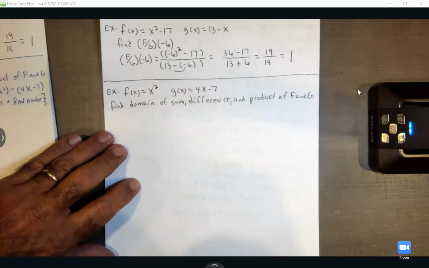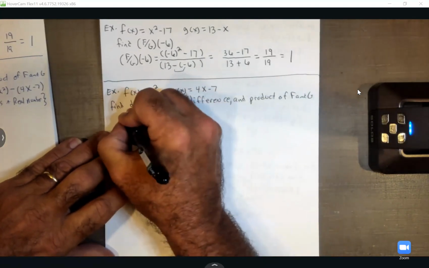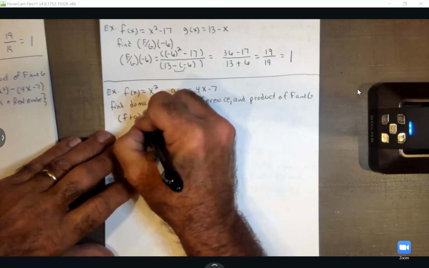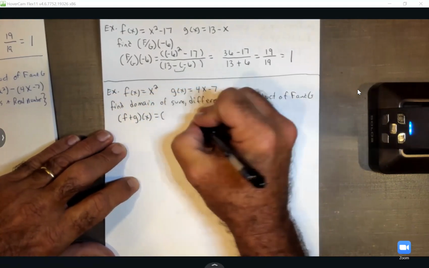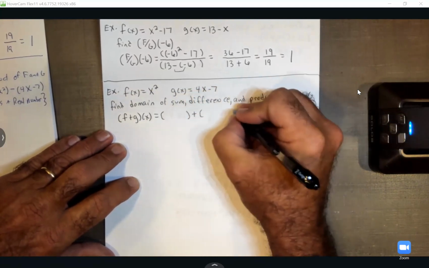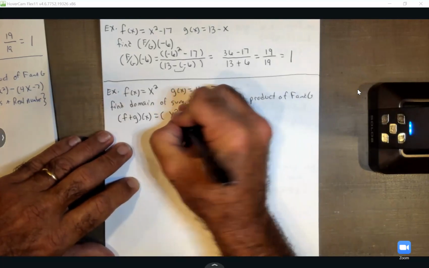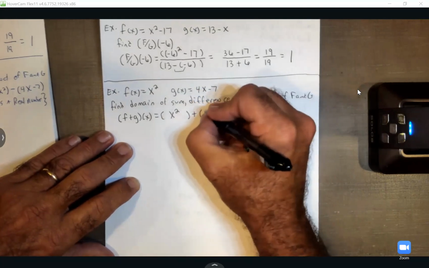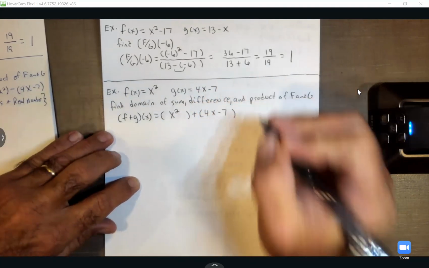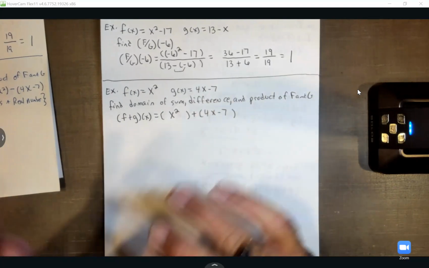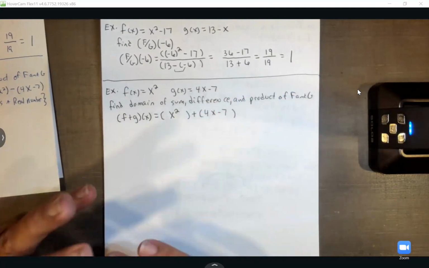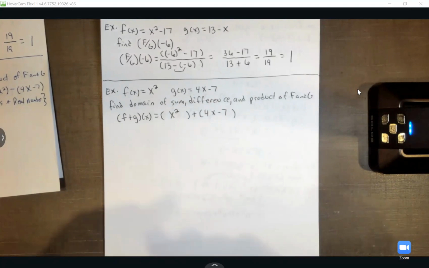So let's do our sum first. The sum would be f plus g of x. That's going to equal our f equation plus our g equation. So f was x squared, and g was 4x minus 7. Now we don't even have to simplify this any further, because all we're looking at is our domain. So let me ask you all this: are there any numbers that I need to kick out of my domain?